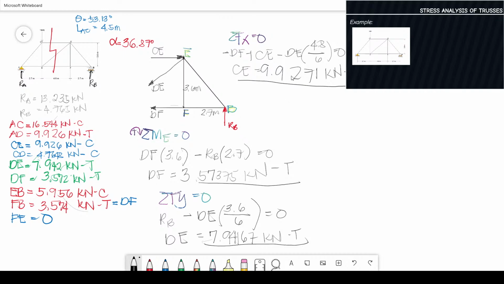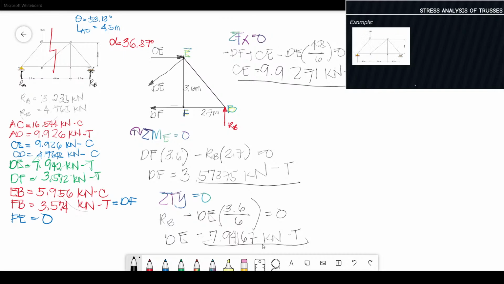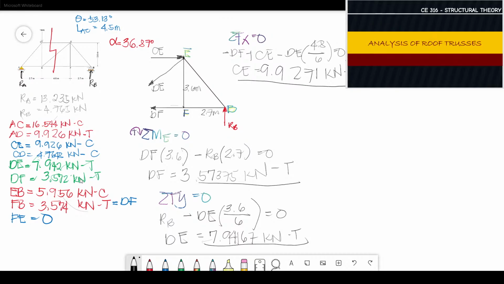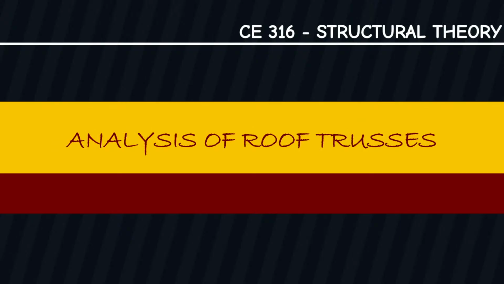So, let's proceed to... ayoko na. Let's proceed to analysis of roof truss. Water break. Sorry. Okay.